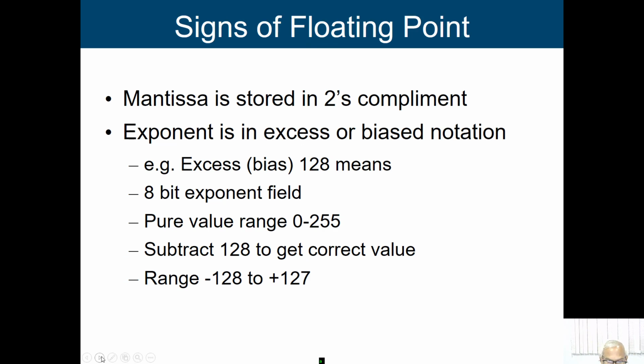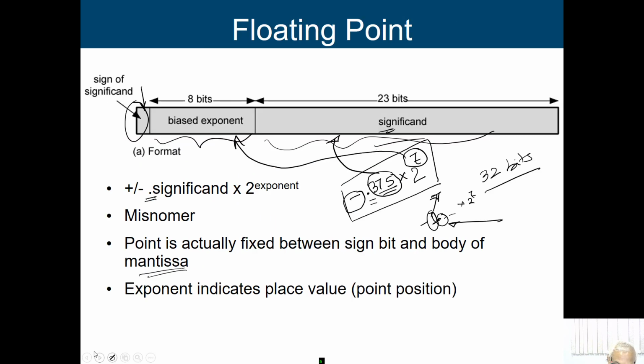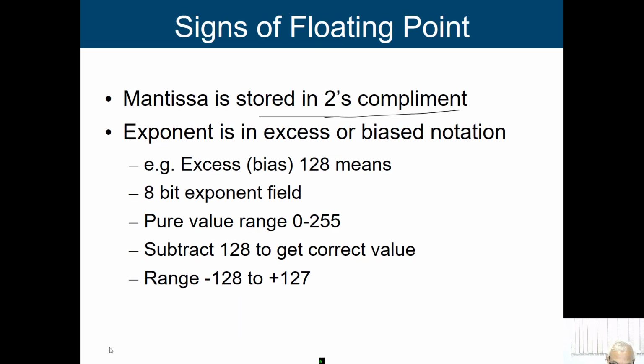So what happens here? The mantissa is stored in 2's complement form. Okay, so this mantissa part we are going to store in 2's complement form, so that it will help us to do addition and subtraction. The exponent is in excess or bias notation. Okay, we will see what that excess is.